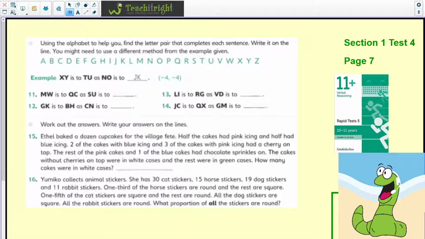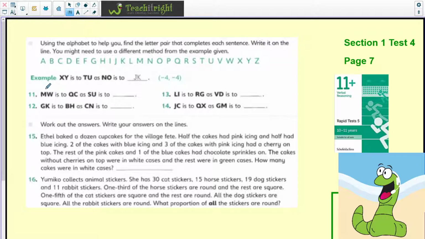Right, let's move on to the next part. Now, these are what we call letter analogies. So just looking very carefully at these, just remembering the rules that we've learnt over the weeks in terms of how we do these. So we always talk about going from the first letter of each pair. So let's have a little look and see what we've got here.